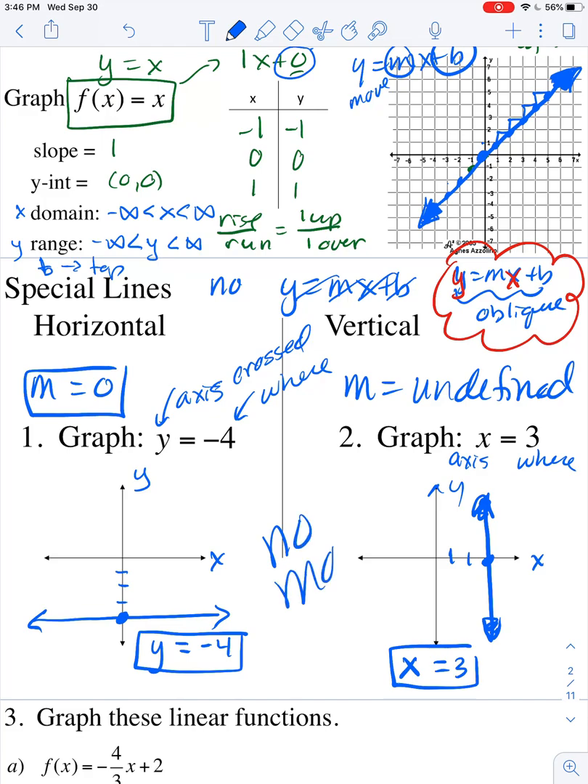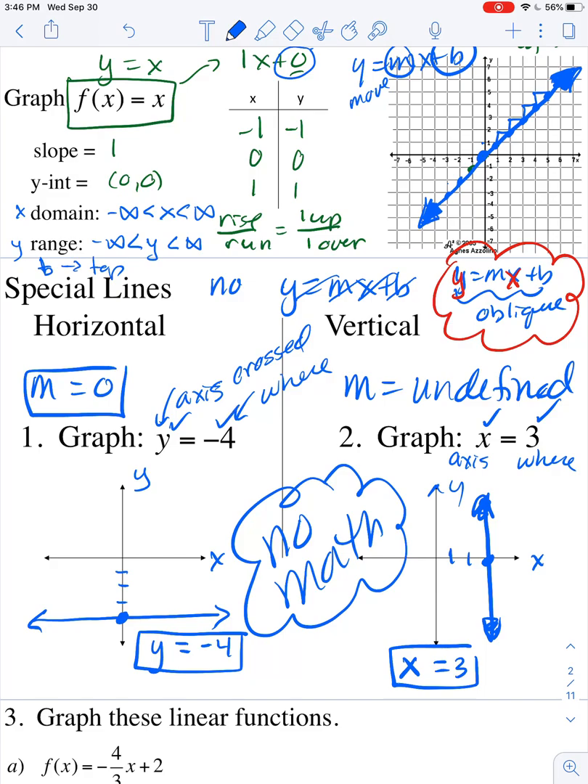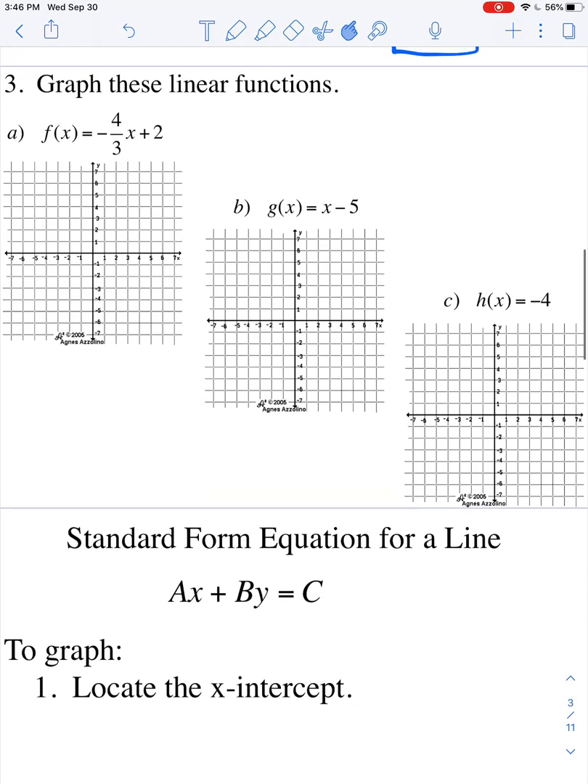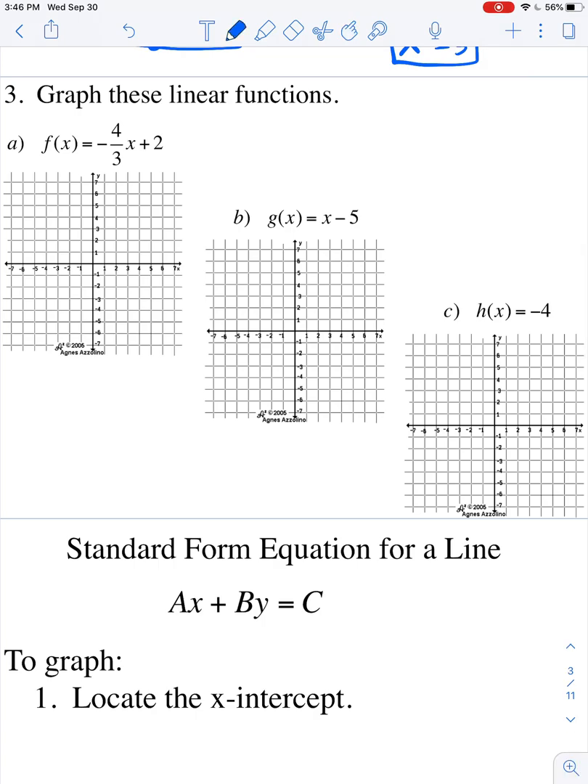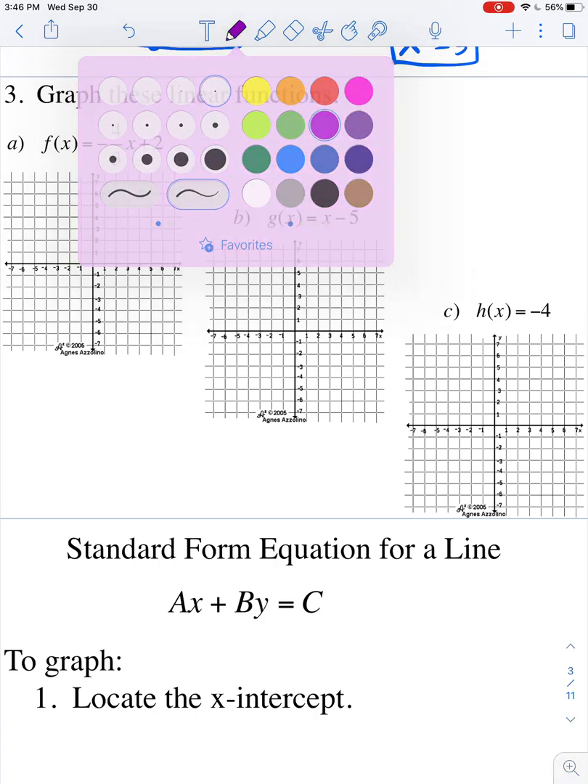So I say what axis it crosses and where. The beauty of these is that there's typically no math. You don't have to do everything we learned to do to get our mx plus b equations. You just have to realize that these are sort of a special case, and you just carry on and say, oh, this one's only going to cross the x at 3 or the y at -4. So the sooner you can recognize those, the easier your life will be.